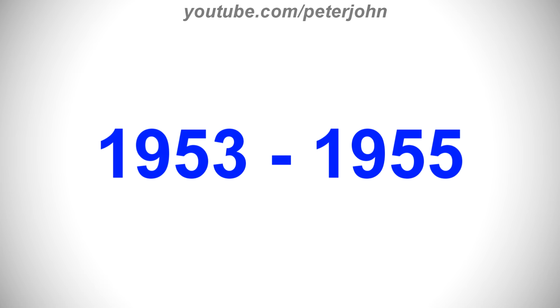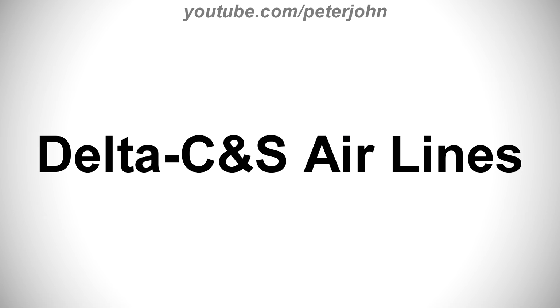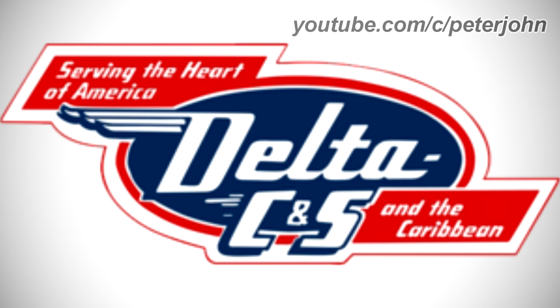Here is a variant. 1953 to 1955, they changed its name to Delta C and S Airlines. There is a red rectangle on a white outline, and inside it there are the words serving the heart of America in white text, and on the bottom right of the rectangle there is a blue shape, and on it there are the words Delta C and S in white text, and coming from the letter D there are white wings, and on the bottom right of the shape there is a red rectangle, and inside it there are the words and the Caribbean in white text.